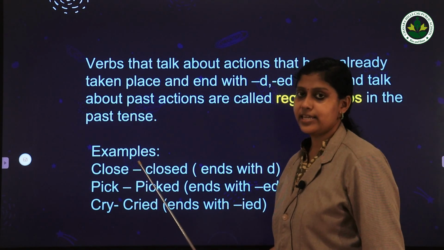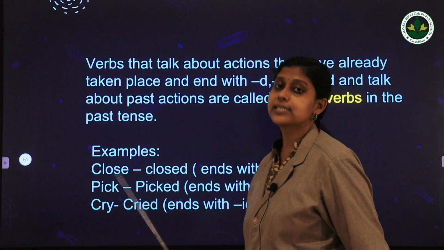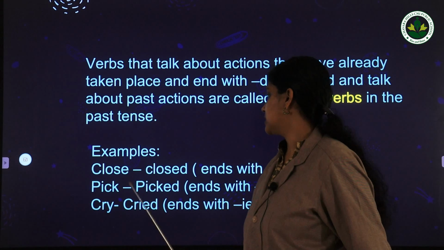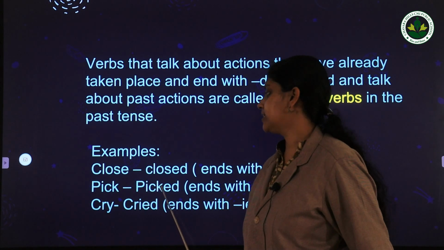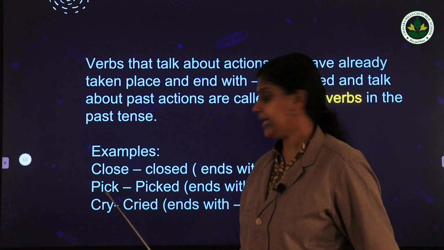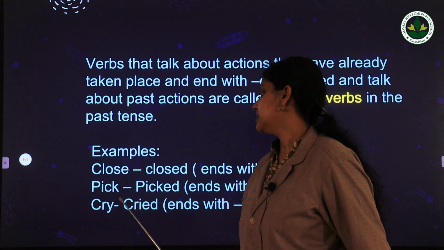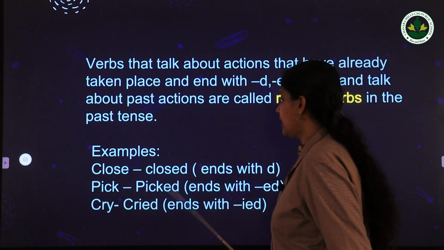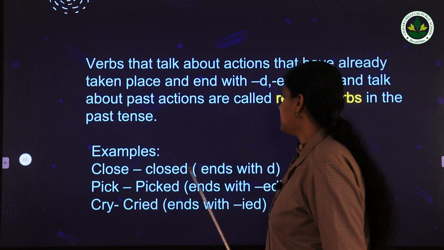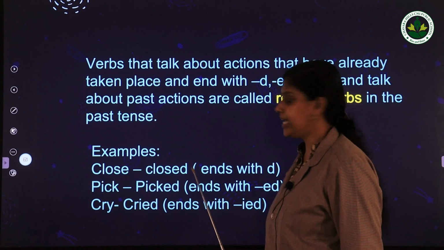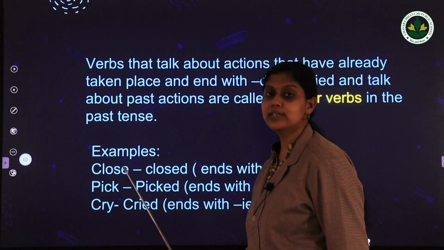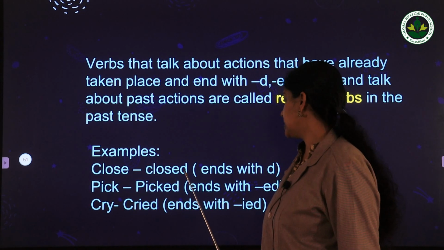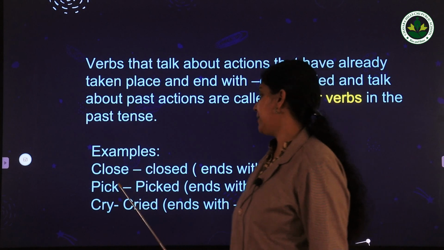Close. Can you say the past form of the verb close? Closed. Closed is the past form of the verb close. Next is picked. Picked is the past of the verb pick. Next is cried. This is the past form of the verb cry. Look at these verbs again. Closed: this word ends with the letter d. Letter d is added to the base form, so the past form of this verb is closed. Next is pick, picked.